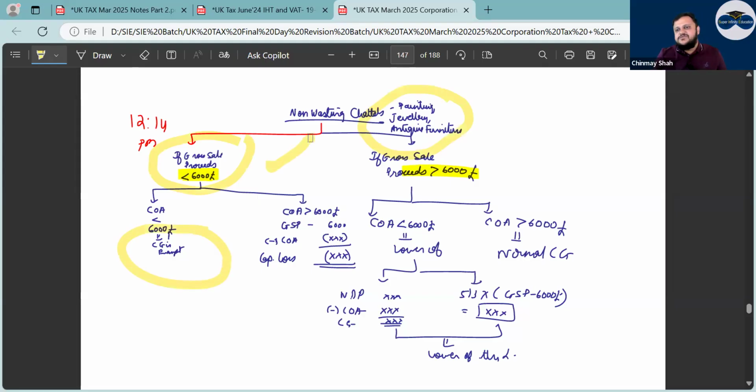But if gross sale proceeds is less than 6,000 and cost of acquisition is 10,000, in that case will you have losses? Yes, you have capital loss. But your GSP will not be less than 6,000. So GSP is deemed to be 6,000, cannot be less than 6,000, and the loss will be reduced. So say 4,000 is your gross sale proceeds. You sold the asset for 4,000. You bought it for 10,000. Normal loss would be 6,000, but law says no. This 4,000 should be made 6,000. So loss is only 4,000.